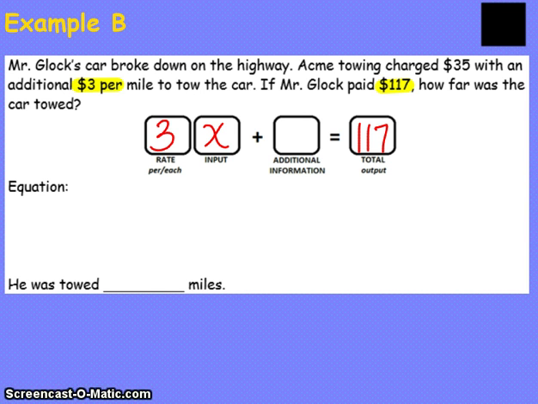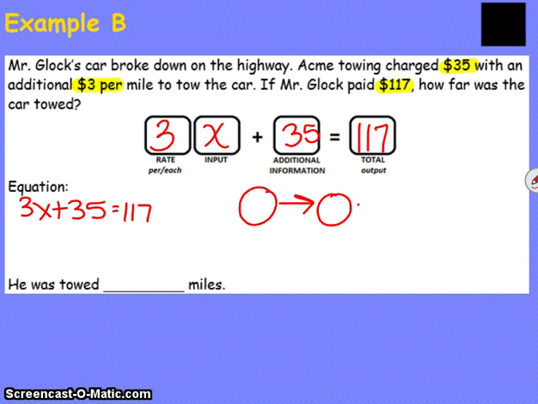So the only number that's left is 35. So I know that that goes in the additional information box. Now in my equation, I have 3x plus 35 is equal to 117. So I can do those circles again, or that flow chart, but I have to draw it, because remember, on your test, it's not going to be provided for you. So if you like this method, you have to actually draw it.